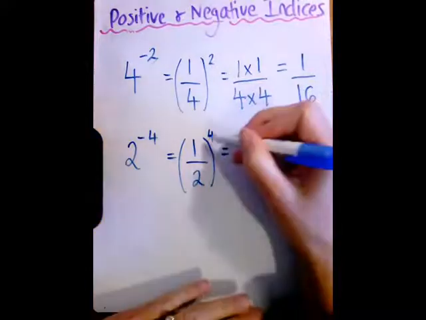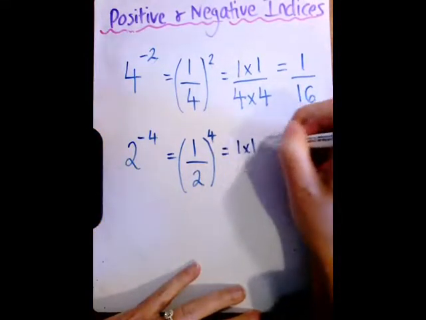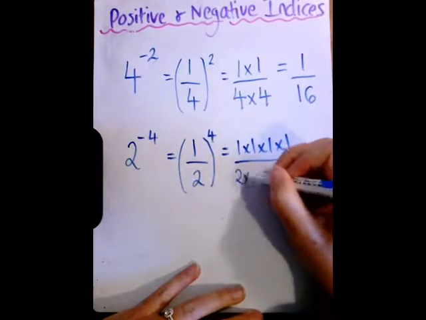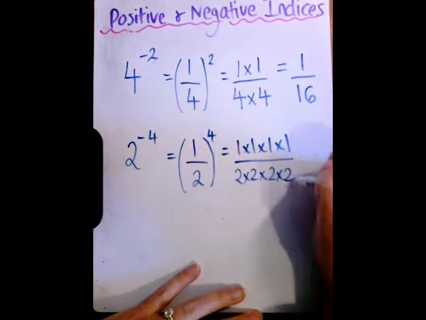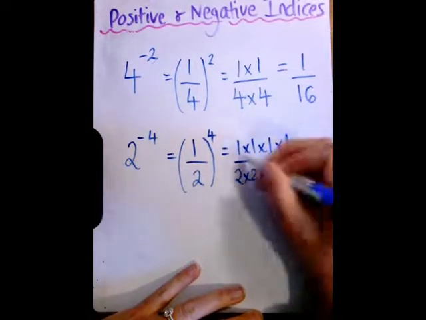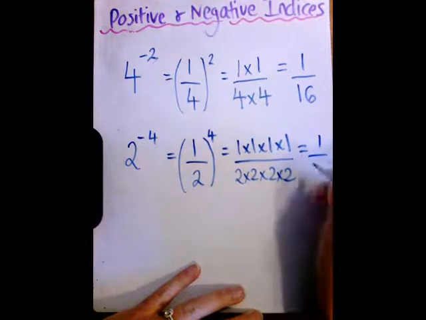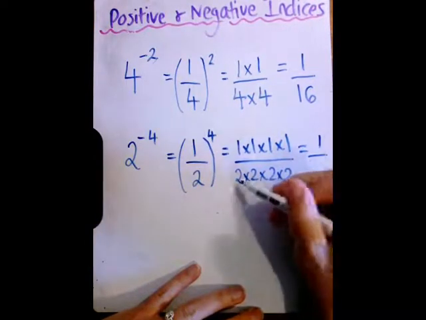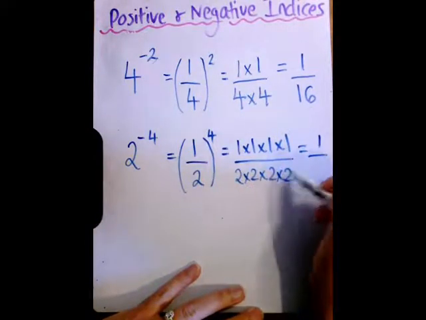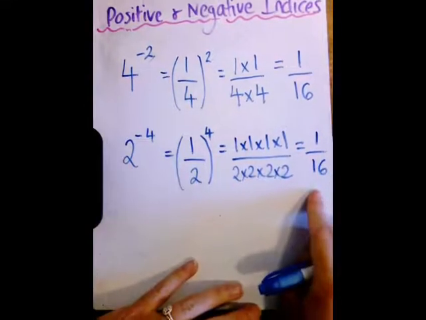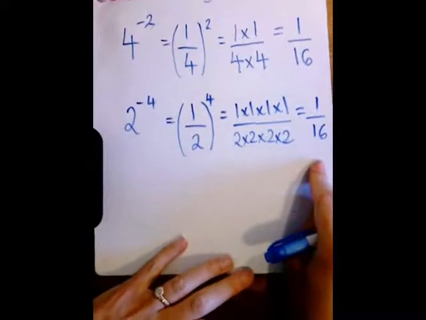Okay, so then 1 to the power of 4 would be 1 times 1 times 1 times 1. And then 2 to the power of 4, 2 times 2 times 2 times 2. So the top, our numerator, would be 1. And then the denominator, if we multiplied all these together, that's 4 times 2 is 8, times 2 is 16. So 2 to the negative 4 would be the same as 1 over 16.